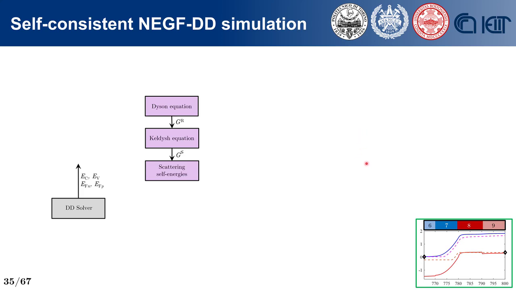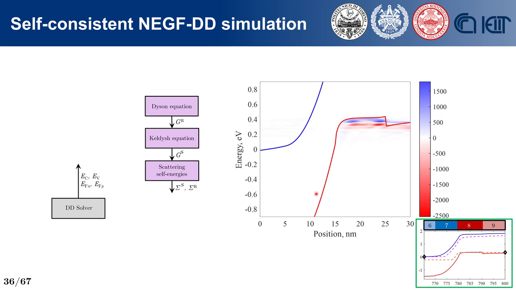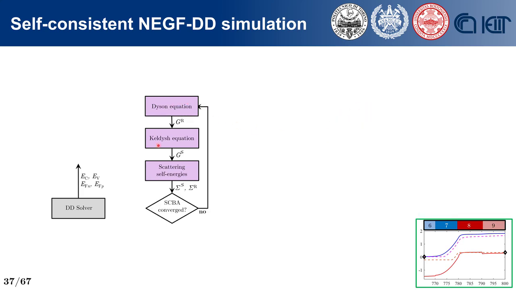Scattering, non-equilibrium Green's function, or this formalism in general, allows us to take scattering into account, and you can see here the divergence of the scattering current in the device, that this scattering is present especially in this region. Well, you solve iteratively these equations until the self-consistent Born approximation is satisfied, and this is the NEGF, non-equilibrium Green's function block of our solver.